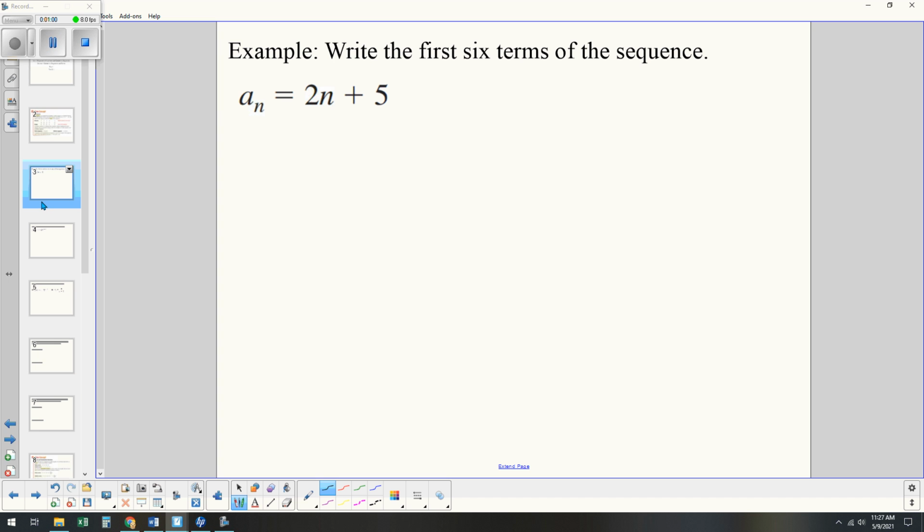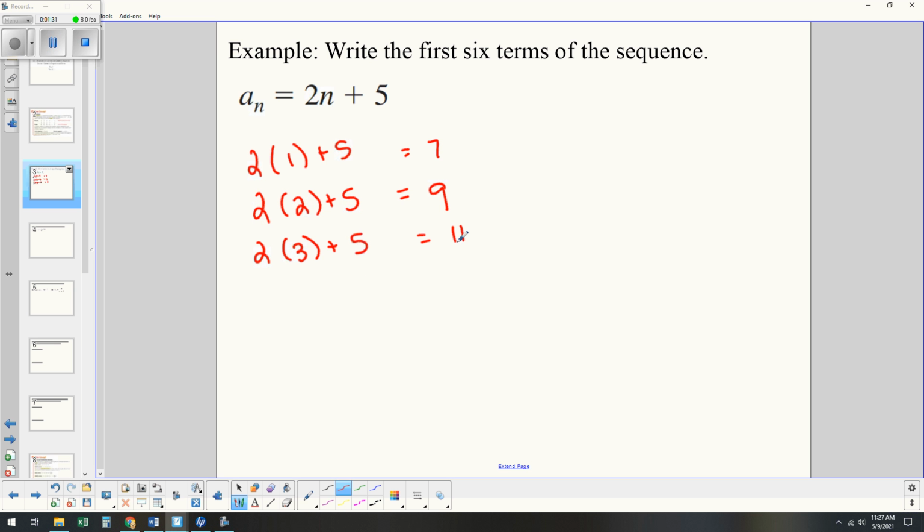So if they're giving us the rule a sub n equals 2n plus 5, we're going to write the first 6 terms of the sequence, which means we're going to plug in the numbers 1 through 6 and see what we get out. So if I do 2 times 1 plus 5, I get 2 plus 5 is 7. If I do 2 times 2 plus 5, I get 4 plus 5 is 9. I get 2 times 3 plus 5, and so on. So 6 plus 5 is 11.